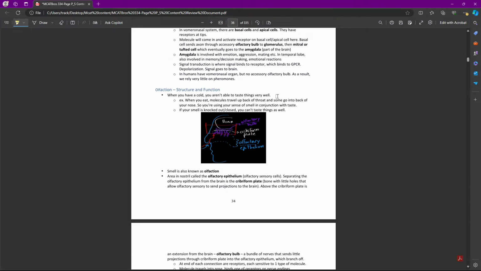Smell is also known as olfaction. If you think about it, olfaction starts with an O, and that O reminds me of a nostril. That's how I remember it. So, the area in the nostril is called the olfactory epithelium.